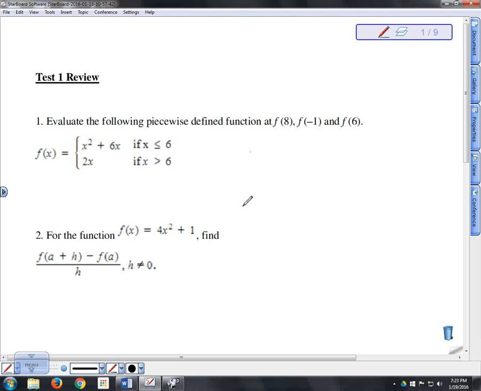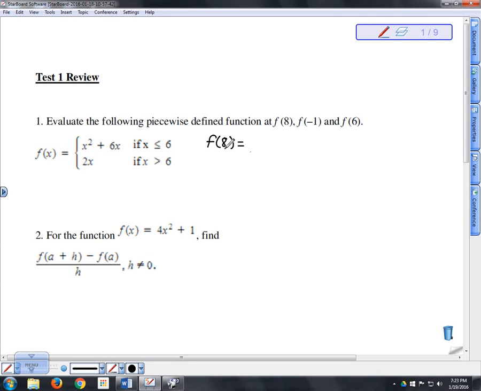Okay, this is the test review for exam 1. Question 1. This comes from section 2.1. You're supposed to evaluate a piecewise function. Key thing is that this is a function, so for every input you can only have one output. So the first one here, f of 8, can only have one answer. You cannot plug 8 into both pieces, otherwise you're going to get two different outputs.